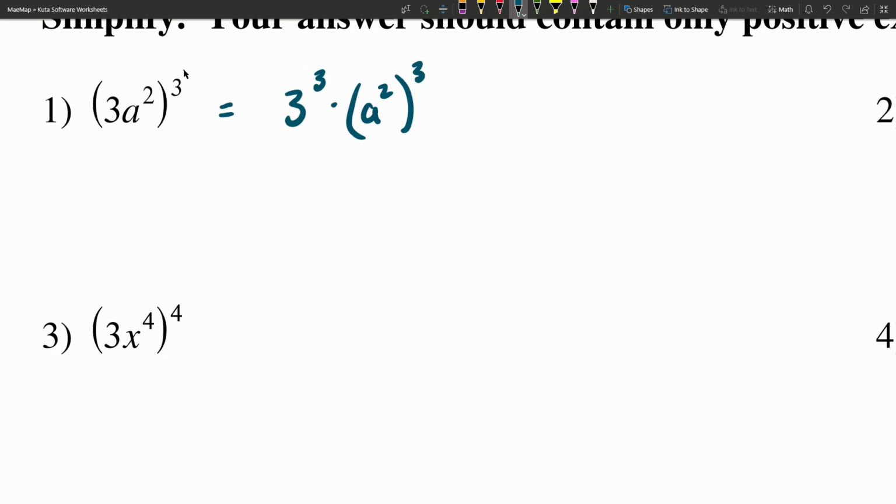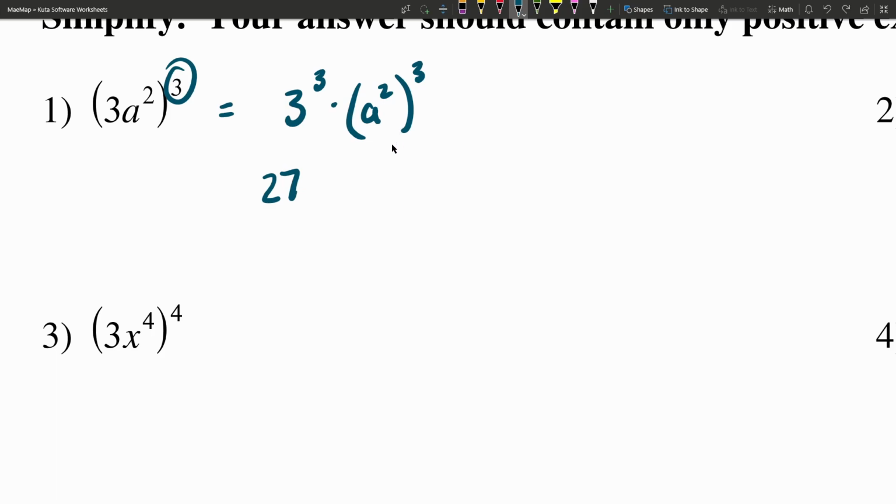So notice all I did was take this exponent and distribute it to the 3 and to the a squared. So 3 cubed we can simply just write out. 3 cubed is 3 times 3 times 3, which 3 times 3 is 9, and 9 times 3 is 27. So 3 cubed is equal to 27. A squared cubed, how exactly do we do that?